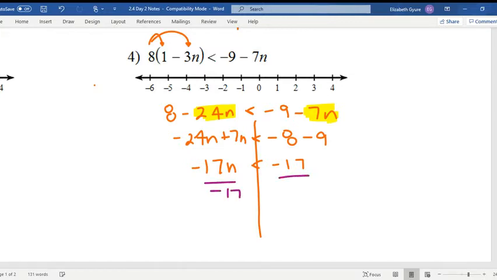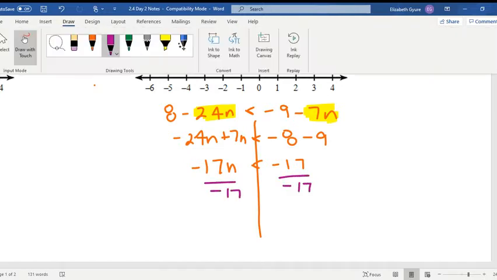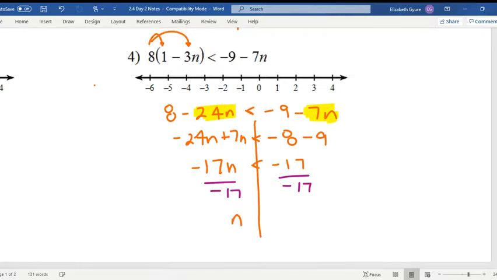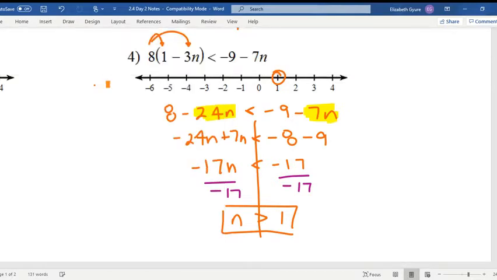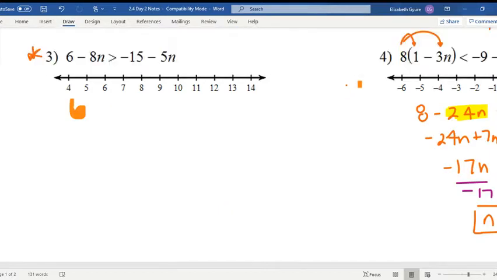Negative 17. Very good, Annalise. That also means we're going to have to switch our inequality sign because we're dividing by a negative. So flip that less than, make it a greater than. Negative 17 divided by negative 17 is positive 1. Hannah, open or close circle at 1? Open. And Jake Sanders, shade to the left or to the right? To the right. Oh, I always try to write in a highlighter.